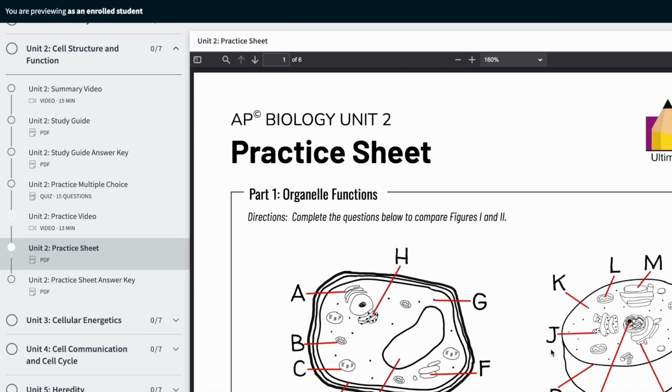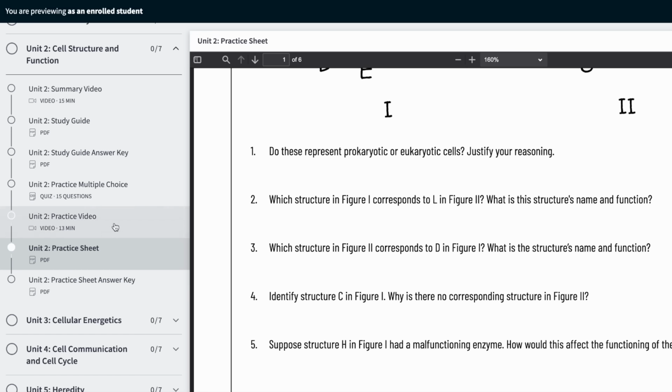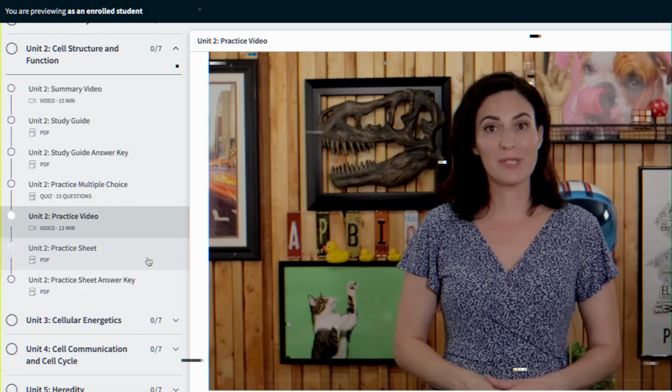Got all that? I know, there are a lot of organelles to understand. I highly recommend trying the Unit 2 practice sheet and video inside the Ultimate Review Packet to sharpen your organelle identification skills by structure and function.